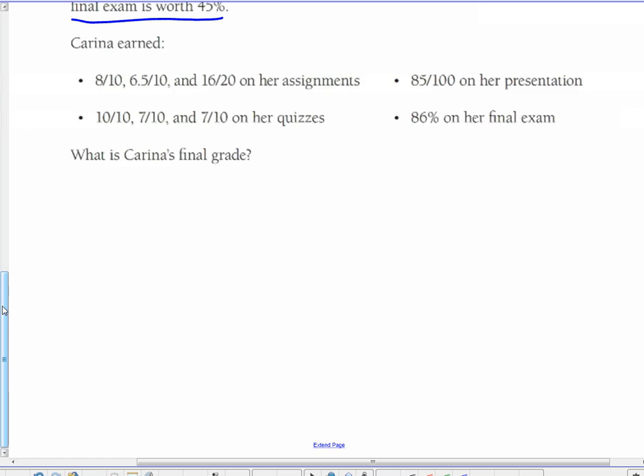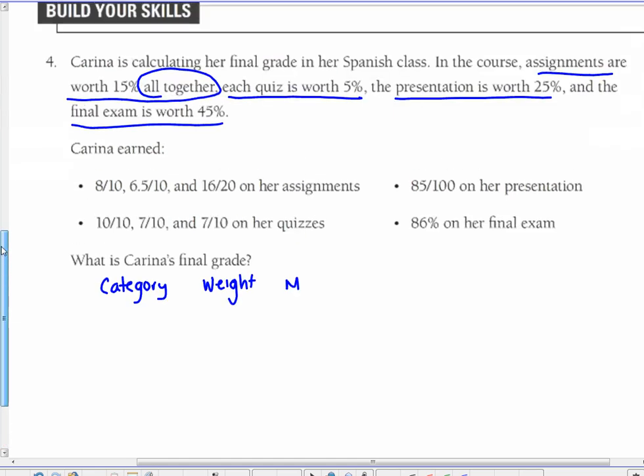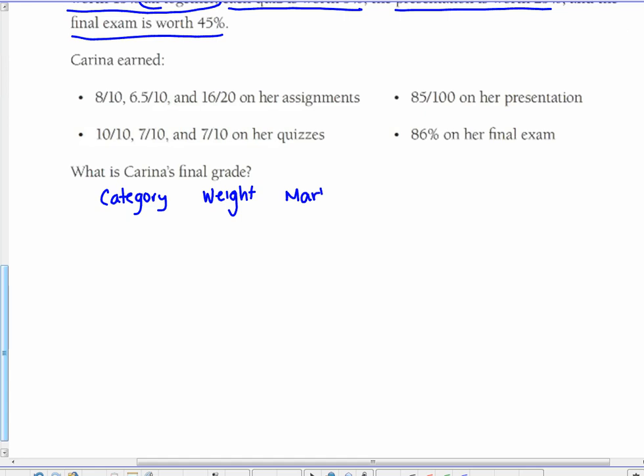Just write semi-small. So we have our category, we have the weight, the mark, and then your weight times your mark. We're on page 126 at the bottom. So there's 4 columns.